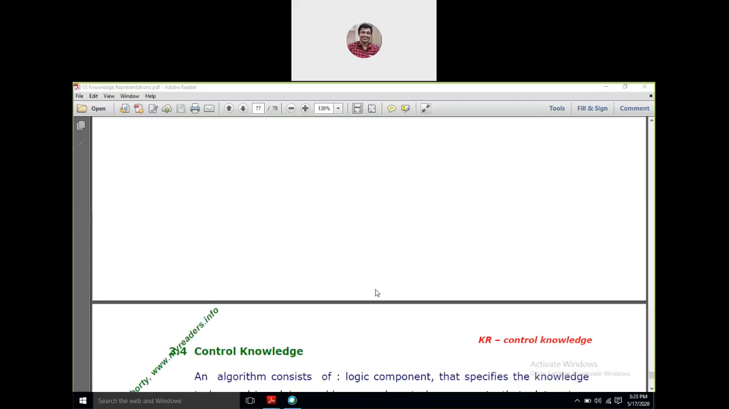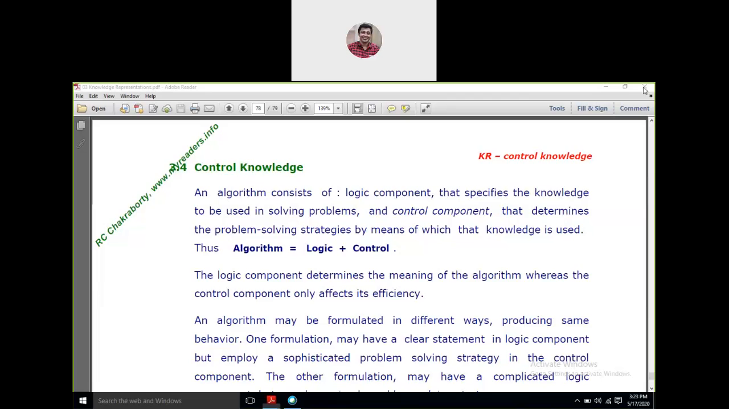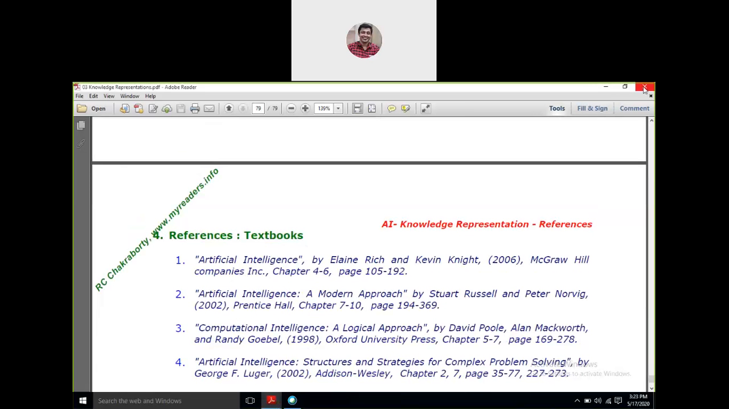So for us, the knowledge representation part is over. We'll just be reading this control knowledge. It's nothing. So our knowledge representation part finishes here, right? So we are closing this part.